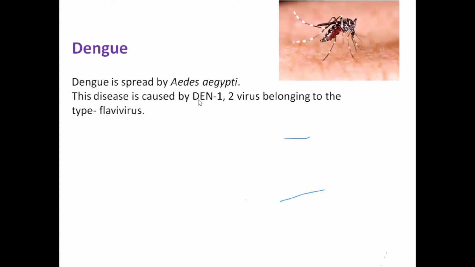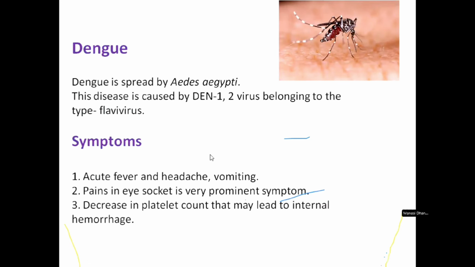This DEN-2 is a virus belonging to the type flavivirus. For convenience in further studies, various microbes have been classified into various classes, and this virus is classified into the type flavivirus. Now the symptoms: acute fever, headache and vomiting are the symptoms of dengue. Pain in the eye socket, and a decrease in platelet count that may lead to internal hemorrhage.